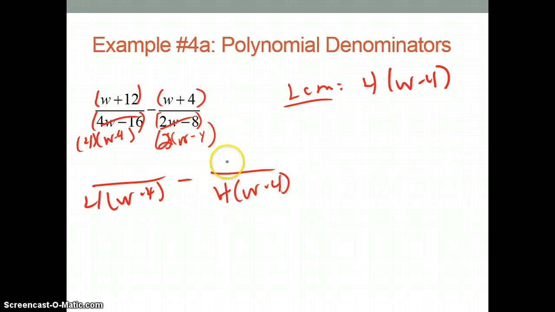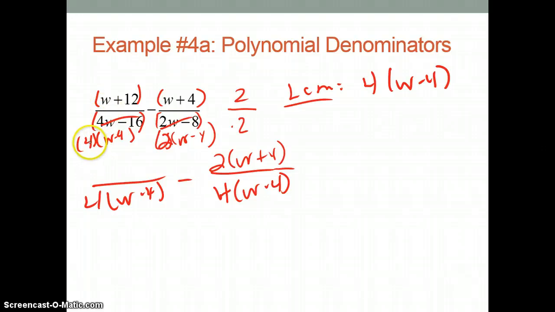Now we have to see how we get there. So on this right side, we had on the bottom 2 and w minus 4. We want to get that 2 to become a 4, so we have to multiply it by 2. We have to get that w minus 4 to a w minus 4, so we don't have to multiply it by anything else. On the top, we're going to multiply by 2. Notice the notation that I'm using. I'm keeping that 2 out front. The w plus 4 is still there, and we're still multiplying them.